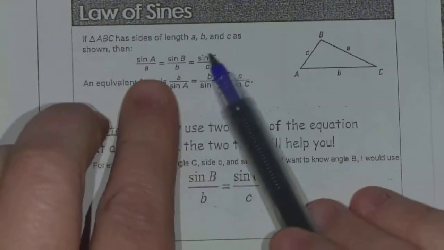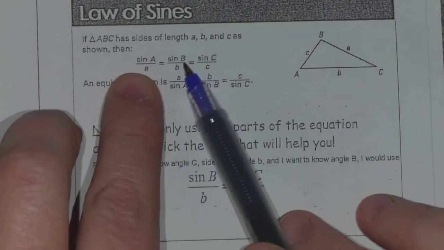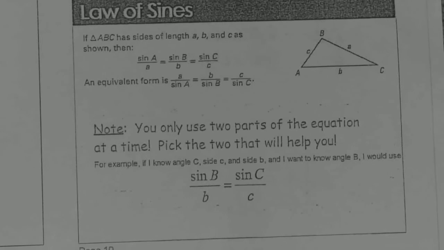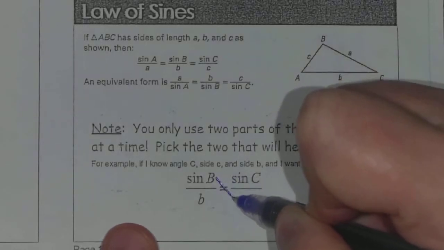You're not going to use 3 parts of this to solve. You're going to use 2 parts. You're going to set up a proportion and you're going to solve. It doesn't matter which 2 parts that you use. You just pick 2 of them with the information that you have. You set up the proportion, and then does anybody remember what you're going to do when you have a proportion?